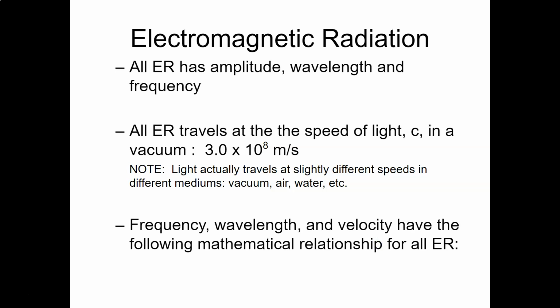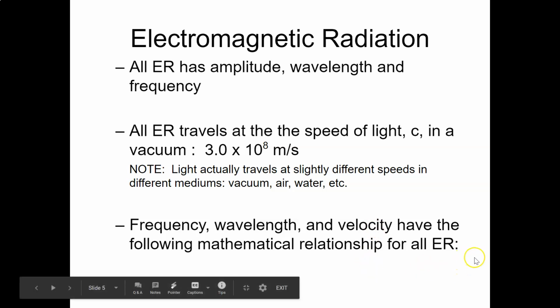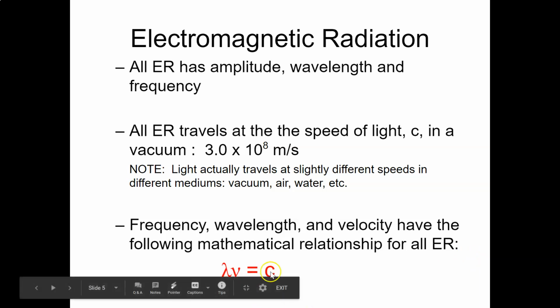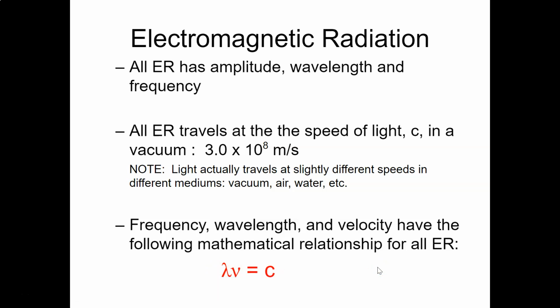Frequency, wavelength, and velocity have the following mathematical relationships. If you were in honors, you saw these before. If you weren't in honors, this is your first time seeing them. So the speed of light, c, is equal to the wavelength times the frequency. So that is one equation that you want to keep in mind. You multiply wavelength times frequency and you get a constant, the speed of light.